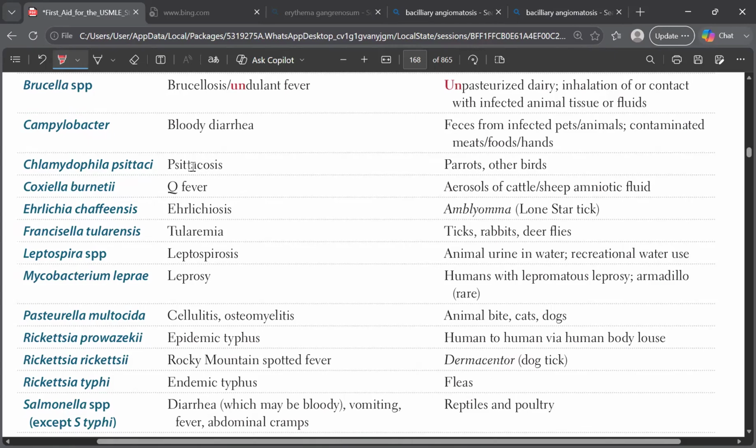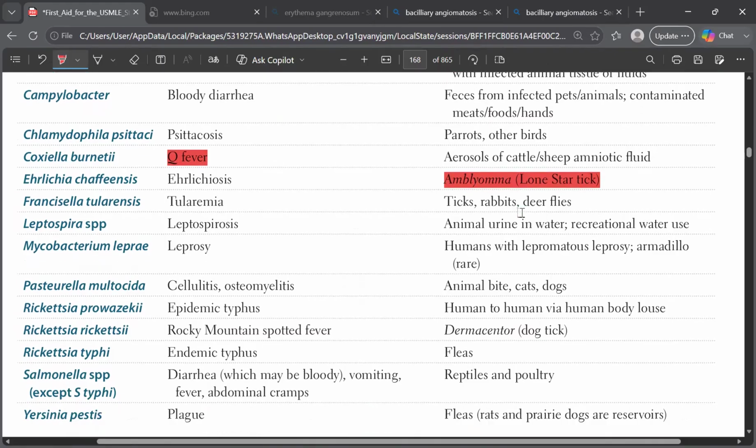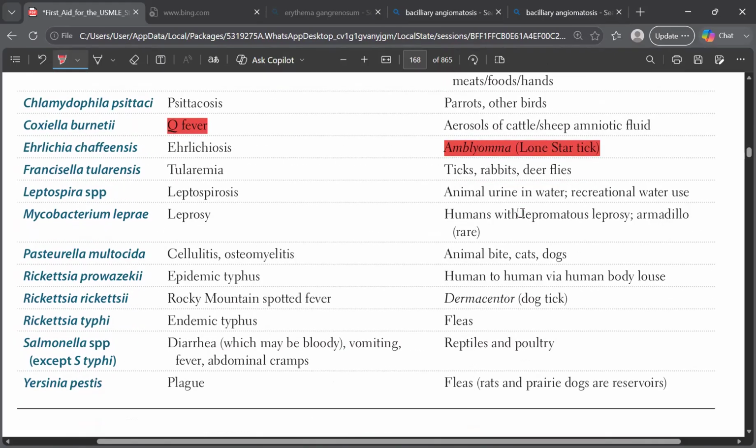We have Coxiella burnetii that causes Q fever, and it is from the aerosol of cattle, sheep, or amniotic fluid. Then we have Ehrlichia chaffeensis that causes ehrlichiosis, and it is spread by Amblyomma, which is the Lone Star tick. This is a new one for me. Then we have Francisella tularensis that causes tularemia, and it is spread by ticks, rabbits, and deer flies.